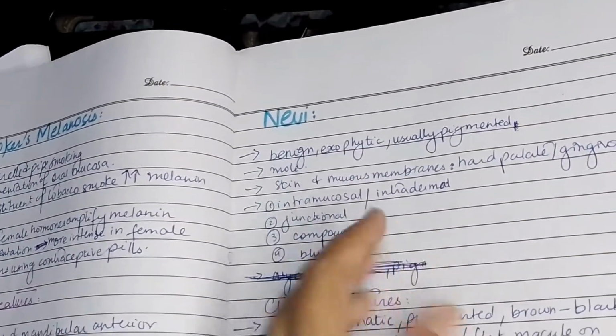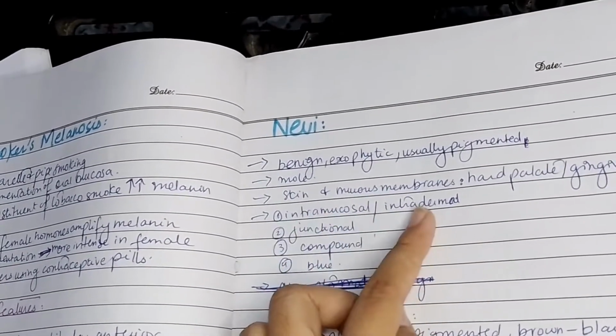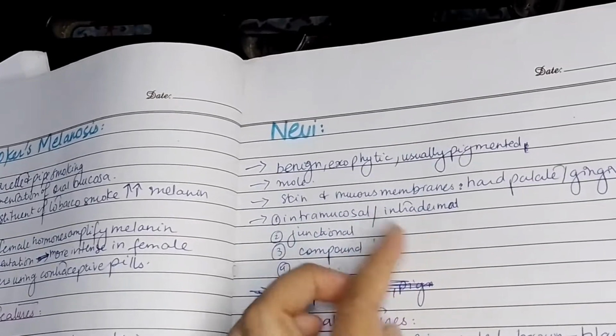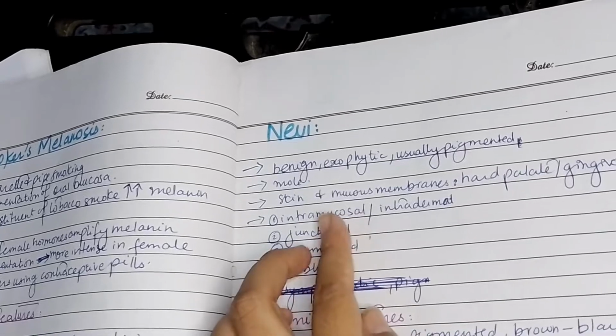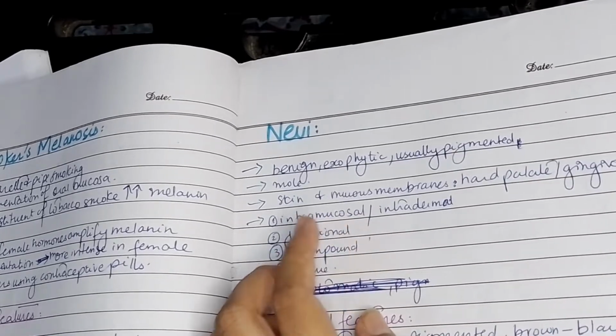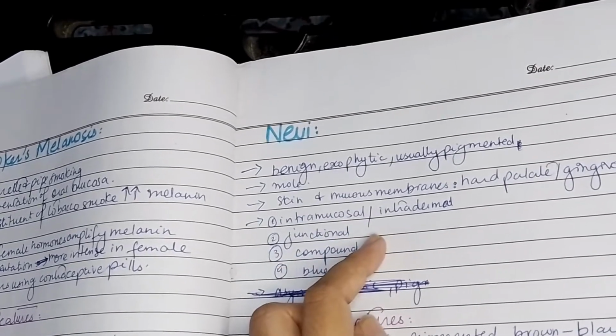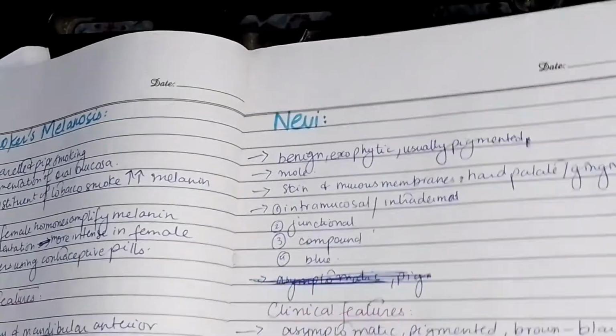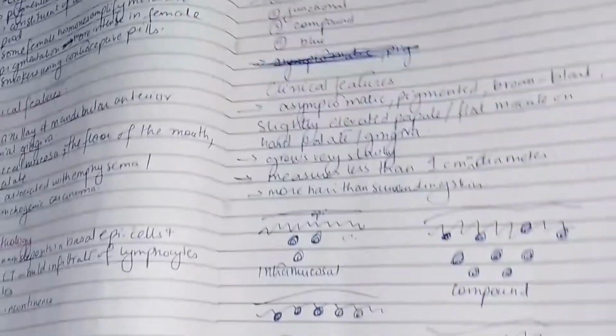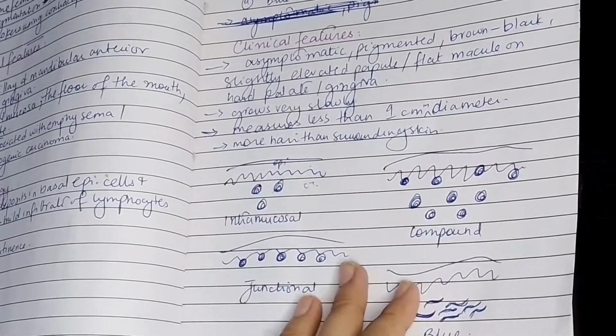They are of four types: intramucosal and intradermal. So intramucosal and intradermal are the same, but if they are present on the skin, they will be intradermal, and if they are present orally on the mucosa, they will be called intramucosal. Junctional, compound, and blue nevi. So let me show you here how they can be differentiated.